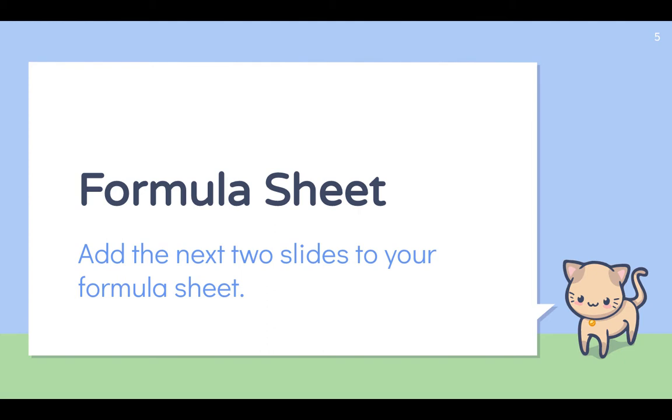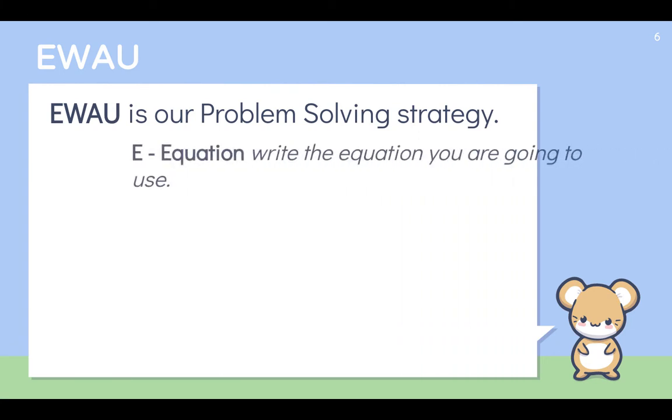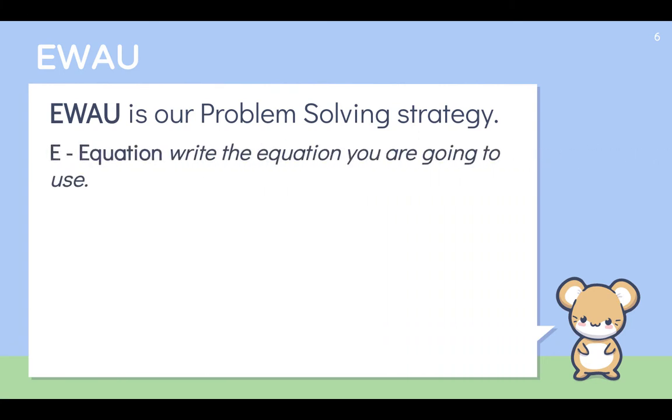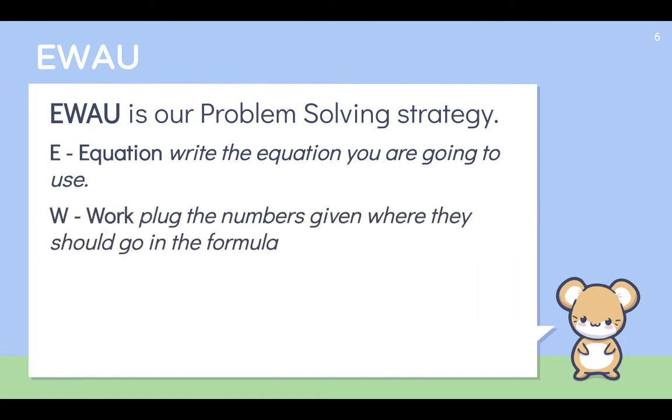Okay, add this to your formula sheet. Add the next 2 slides to your formula sheet. First is EWAU. Remember on the first day of school, we started talking about our syllabus, and EWAU was how we solve problems. It's our problem-solving strategy. And the E stands for the equation. You have to write the equation you're going to use. W stands for work. This is where you plug the numbers that you're given into the formula.